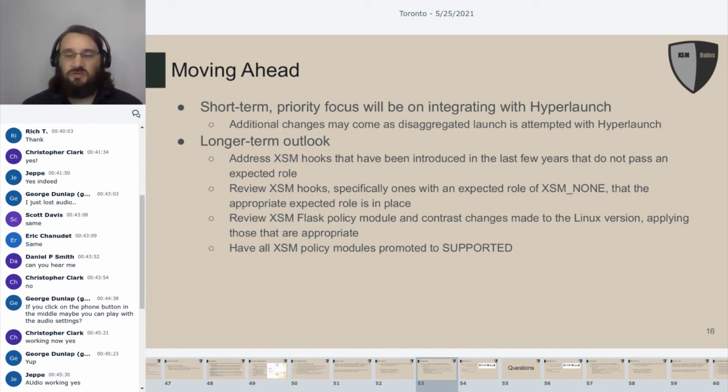Short term, we want to address changes that may need to be done to enable disaggregated launch. Longer term outlook, we want to look at some of the XSM hooks that didn't have explicit role checks on them, and get those added. We can look at maybe exposing this through a hypercall, so that role-assigned domains could be assigned roles by the toolstack, and eventually get more of the XSM policy modules.